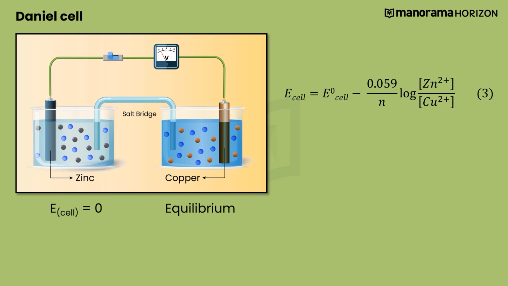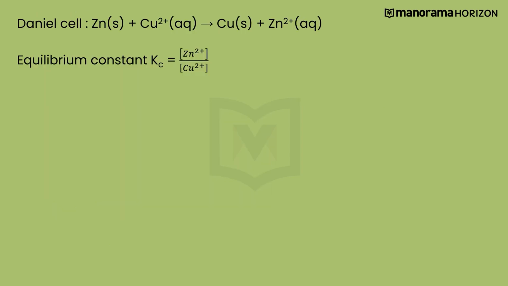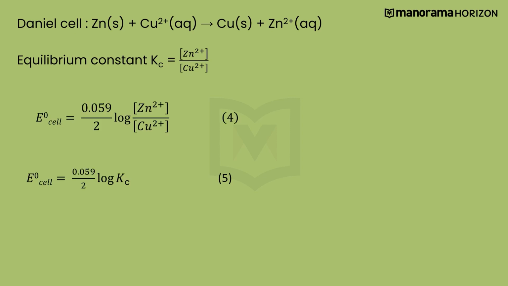Therefore, equation 3 can be represented as follows: since E cell is 0, E0 cell equals 0.059 divided by N log [Zn2+] divided by [Cu2+]. For the Daniell cell, the equilibrium constant Kc is given by the ratio of concentration of zinc ions to that of copper ions. Substituting this in equation number 4, we get equation number 5, that is E0 cell equal to 0.059 divided by 2 log Kc.